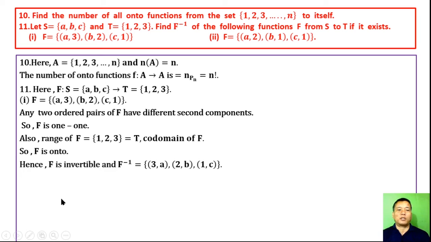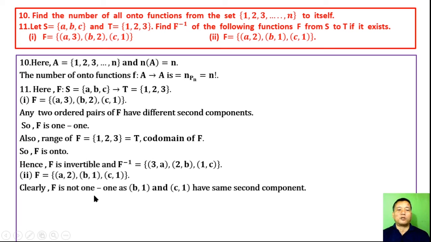First question, number 1, proof. For Roman number 2, take any two ordered pairs, B1 and C1, whose second components are the same. B and C give the same image, so F is not one-one. Clearly F is not one-one as B1 and C1 have the same second components. So F is not invertible. If it were invertible, the inverse would exist. Hence proof.